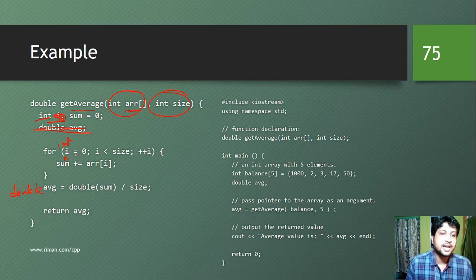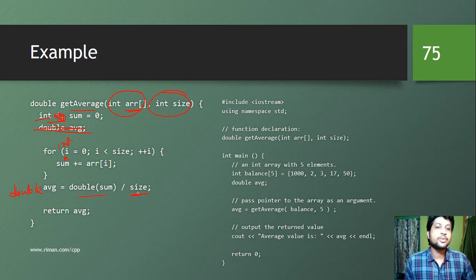So for int i equal to 0, i less than size, i plus plus, what we are doing, we are trying to find the sum. So sum is equal to sum plus array[i]. The use case of array is the same as C. And then to find out the average, we are converting this integer sum into a double value, and then dividing it with the number of elements. So why do we need this sum to be converted into a double value?